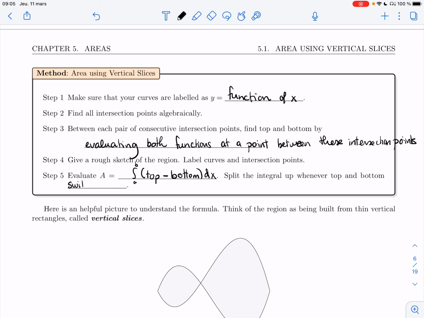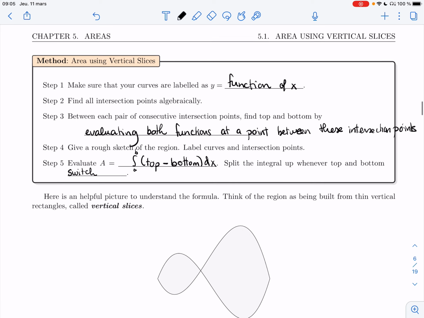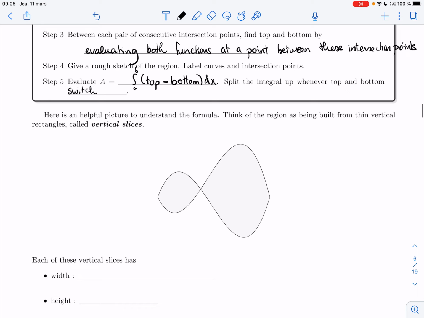All right, so we'll do a case where there are more than 2 intersection points, and in the middle of the region, the 2 curves intersect and pass through each other, and top and bottom switch from one curve to the next. So something like this would be like that.